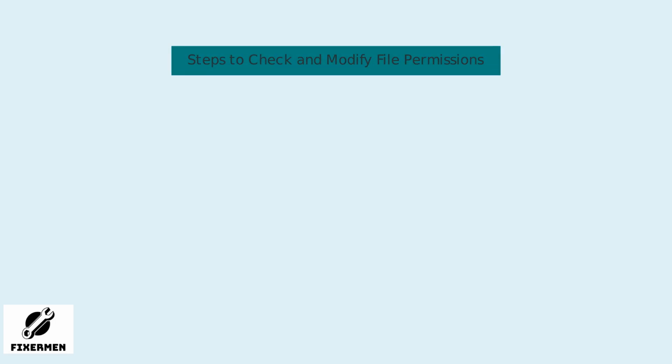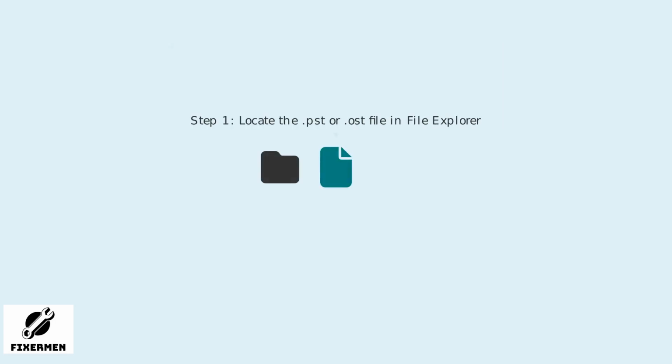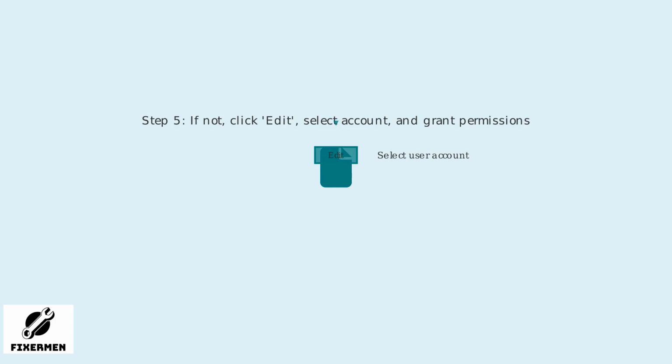To check and modify file permissions for your Outlook data file, start by locating the .pst or .ost file in File Explorer. Next, right-click on the file and select Properties from the context menu. In the Properties window, navigate to the Security tab. Check that your user account has full control permissions listed. If full control is not granted, click Edit, select your account, and grant the necessary permissions.